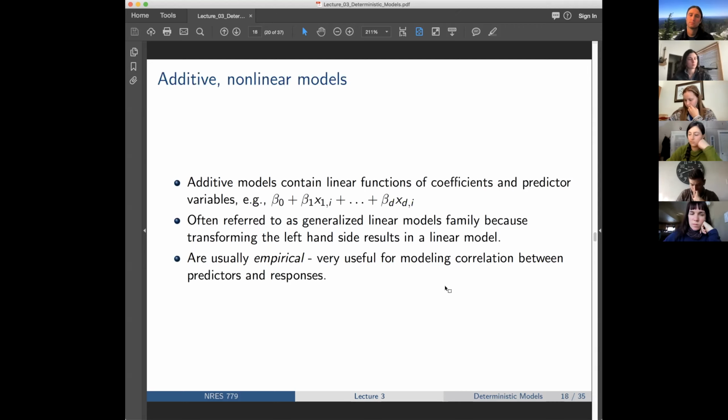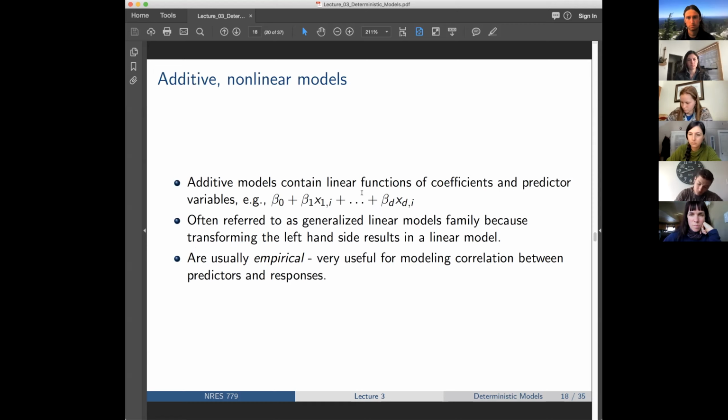All right, additive nonlinear models. These are probably, as Kelly, you mentioned, the simple linear regression models. You're familiar in this zone. This is what these additive nonlinear models are. Additive models contain linear functions of coefficients and predictor variables. So we have the expected value mu equals beta 0 plus beta 1x plus however many terms you want to put in here.